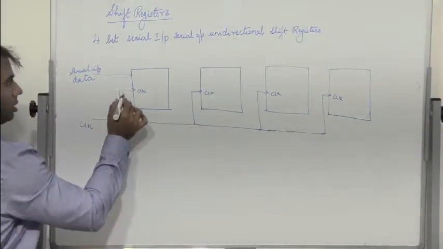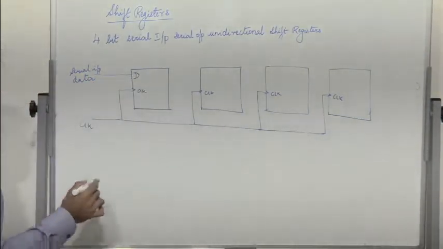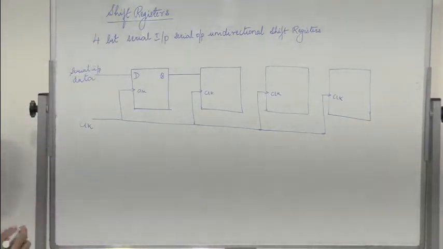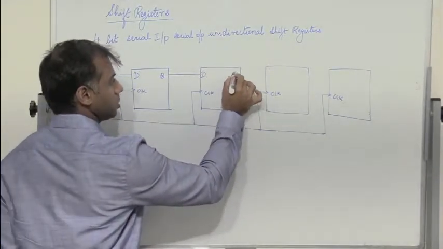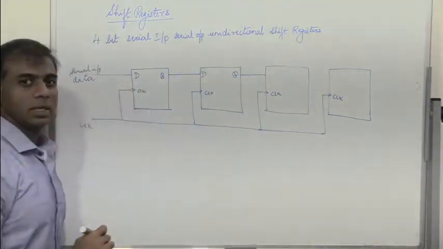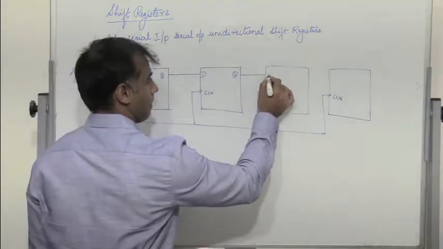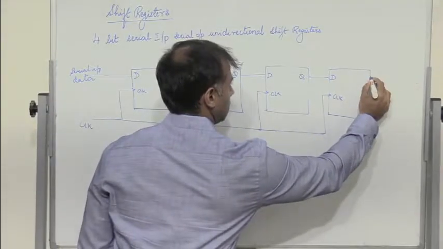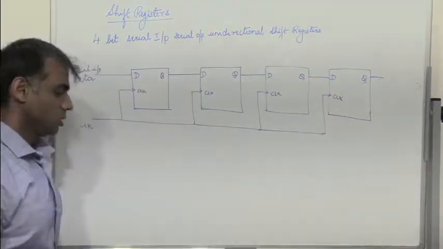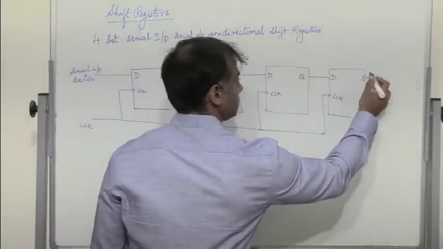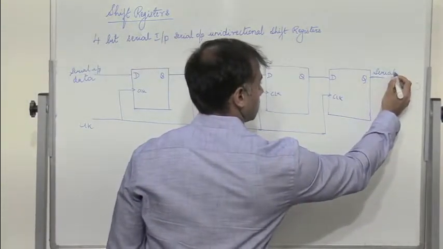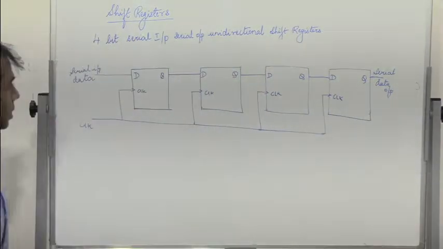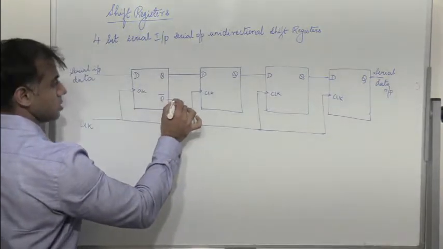Okay, this is D. Since it is serial, the output Q is connected to the input of the next flip-flop, which is D. The output of the second flip-flop is connected to the input of the third flip-flop, and the output of the third is connected as the input to the fourth, and I have Q here. Right? So I get the serial data output here. Of course I get the complement, that is Q bar, is also available.